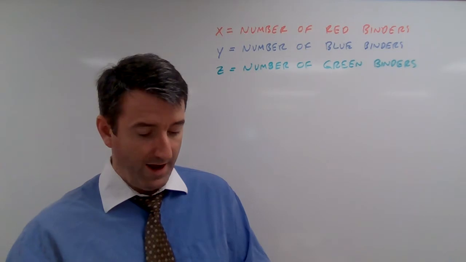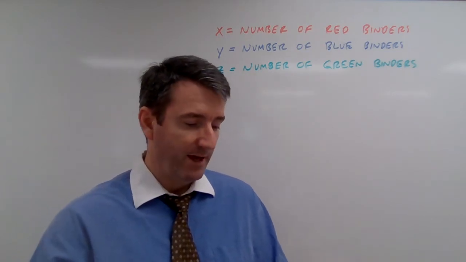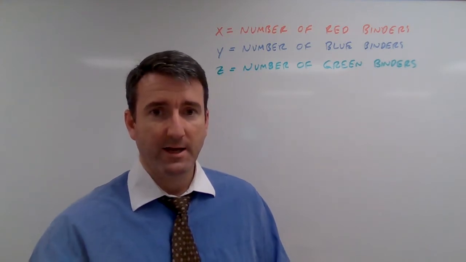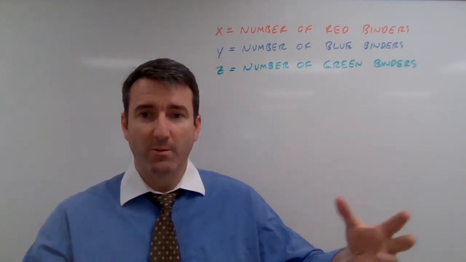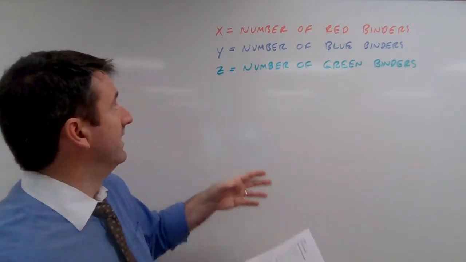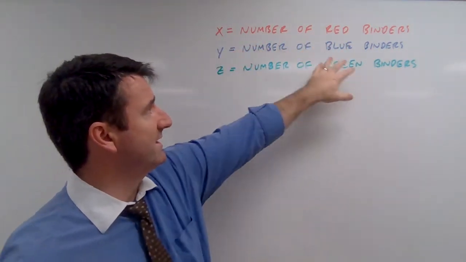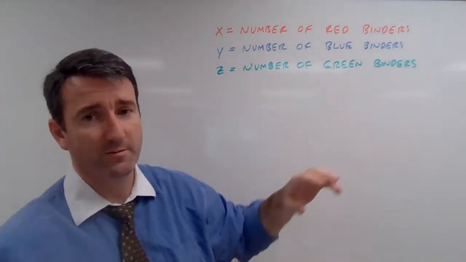So we're asked to find how many of each type of binder we bought. So that's going to be what we define our variables to be. Well, let's let X be the number of red binders, Y be the number of blue binders, and Z be the number of green binders.